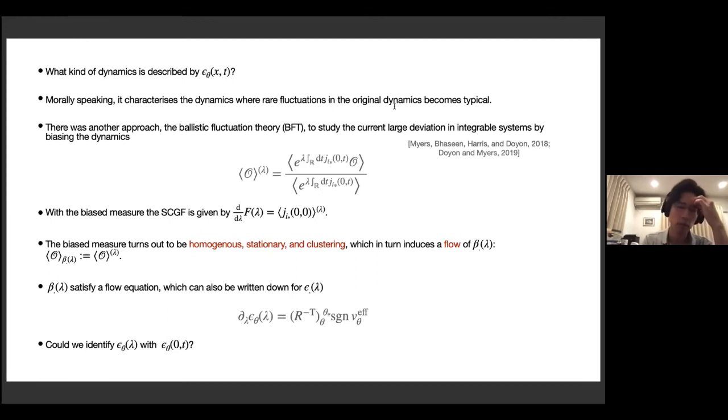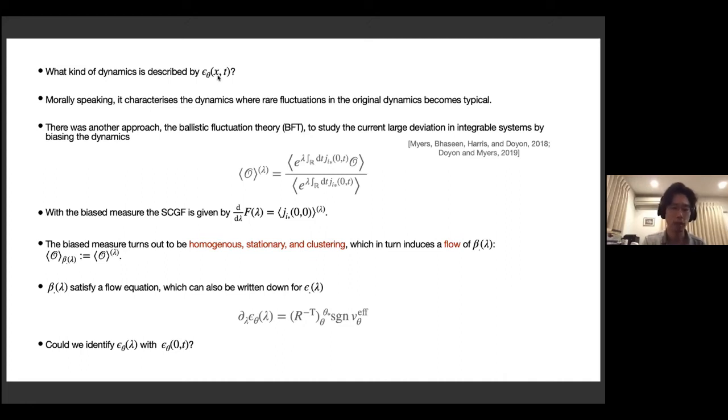So now the question is, what is really the dynamics described by the epsilon theta? As I said at the beginning, morally speaking, this epsilon theta, or in general the solution of the MFT equations, characterizes the dynamics where real fluctuations in the original dynamics become typical. So what kind of dynamics is really contributing to this atypical fluctuation? That is what the MFT dynamics is telling us about.